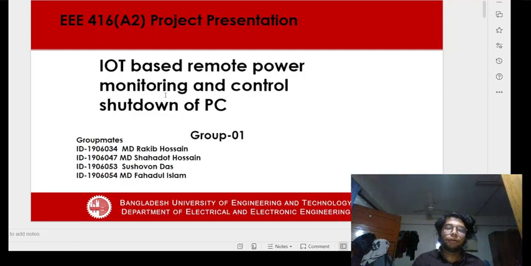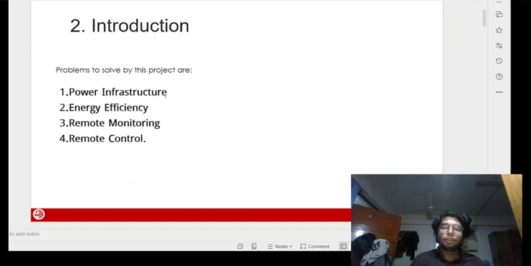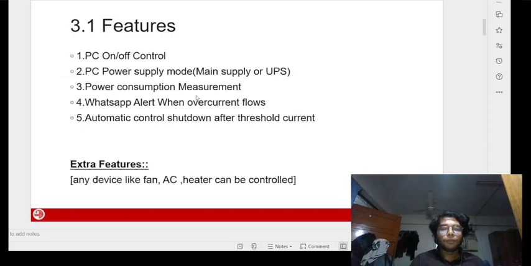Our project was IoT based remote power monitoring and control shutdown of PC. So, the problems we have to solve by this project are: 1. The power infrastructure for the IoT device; 2nd, energy efficiency; 3rd, remote monitoring; and 4th, remote control of the PC, even by making it user friendly.